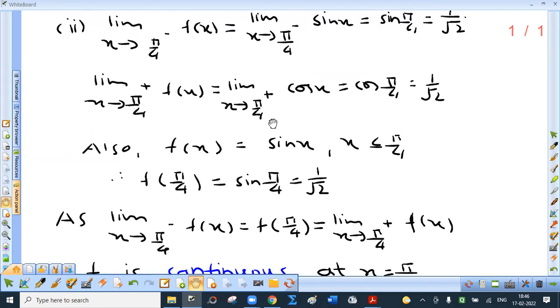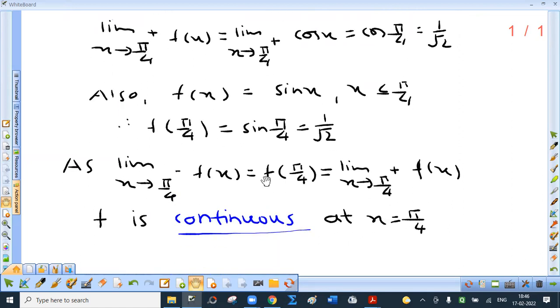See, you may present this as left hand limit equal to right hand limit. So limit, just limit, don't say left right now. Say limit as x tends to pi by 4 of f of x exists. Its value is 1 by root 2. It is equal to f of pi by 4. So the function is continuous at x equal to pi by 4.